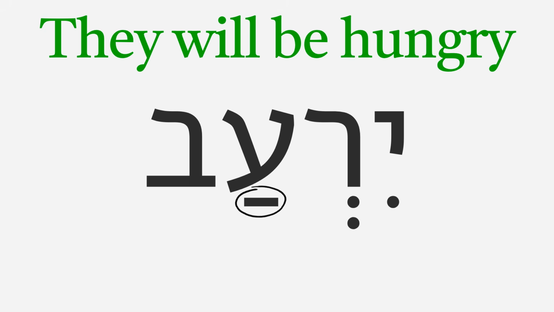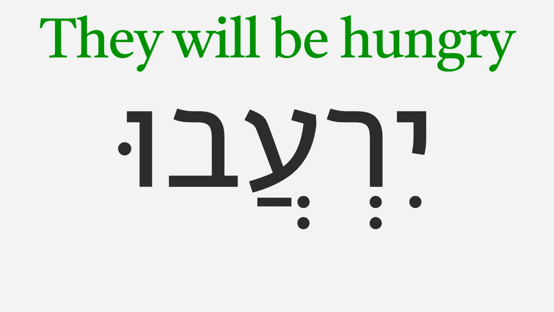Yir'av has a patach as its last vowel because it is a kal stative verb. To make the verb they will be hungry, we would shorten this patach to a shva. But since that shva would be under a guttural, an ayin, it'll have to be a chataf patach. Then we'll also add an u ending. Yir'avu, they will be hungry.